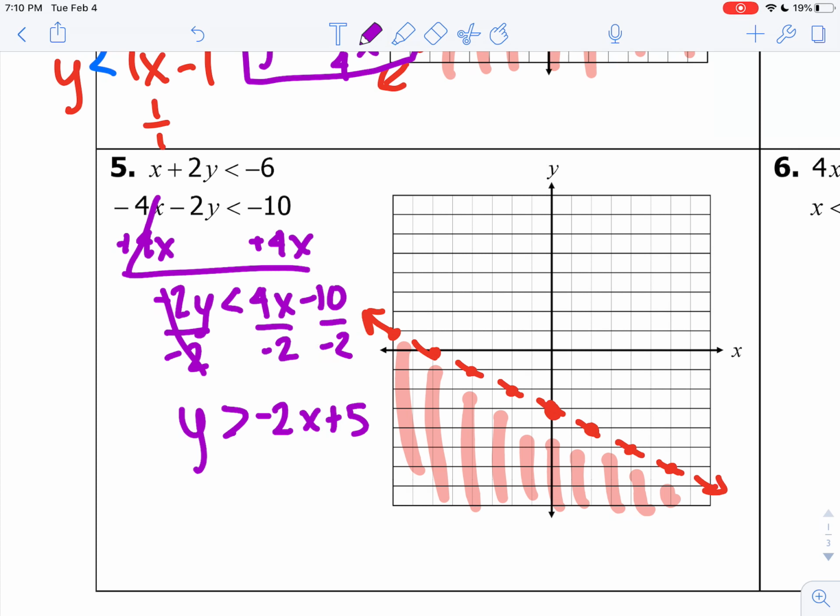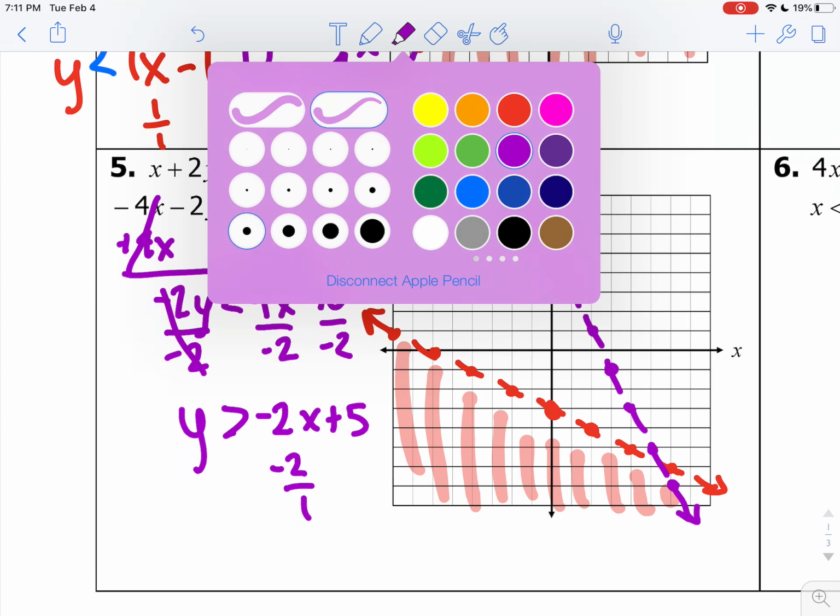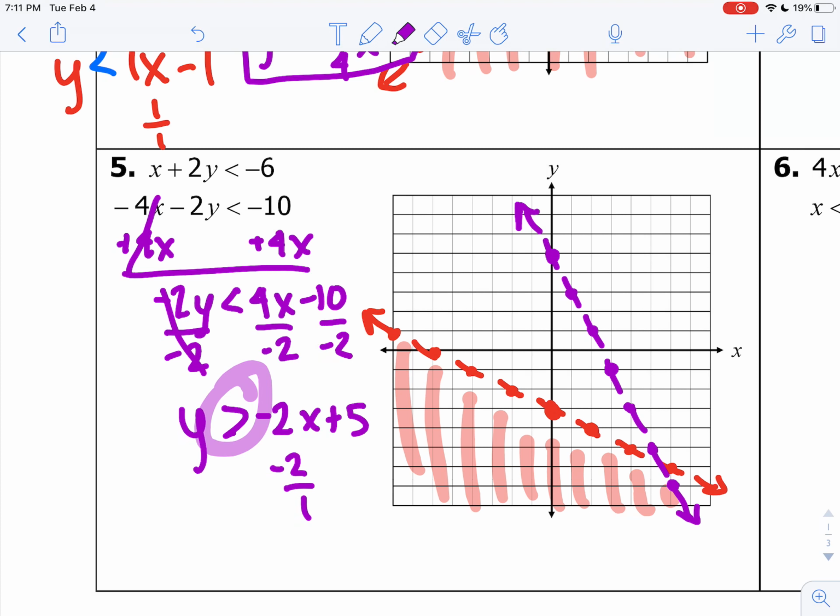So we're going to go up 5 and then down 2 to the right 1. Down 2 to the right 1. Because remember, this is -2 over 1, which tells you down 2 and to the right 1. And then there's going to be a dashed line as well. And then which way do we shade? This sign tells us to, do we flip it? Yes, we did. To go above. So we're going to go this way.